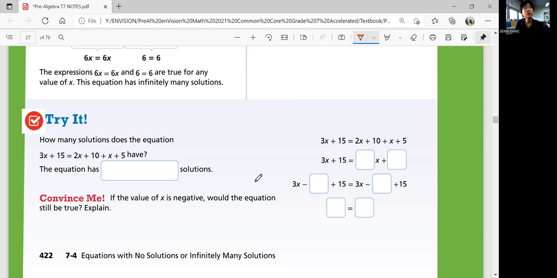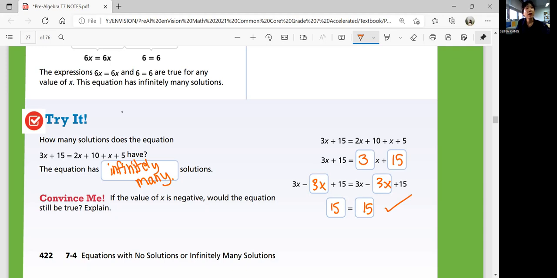Okay, how many solutions does the equation 3x plus 15 equals 2x plus 10 plus x plus 5 have? So let's simplify. 2x plus x is going to be 3x, 10 plus 5 is going to be 15. So the expressions are equal to each other. So you know the x is going to be canceled out. And then you have 15 is equal to 15. And 15 is indeed equal to 15. So the equation has infinitely many solutions.